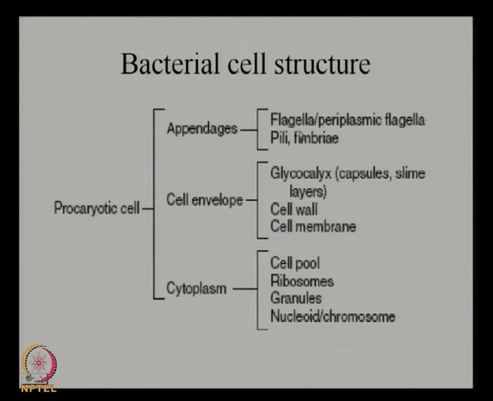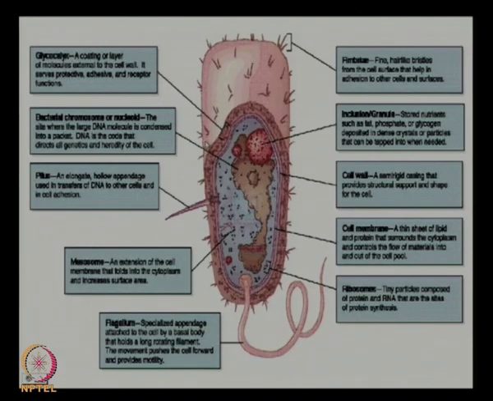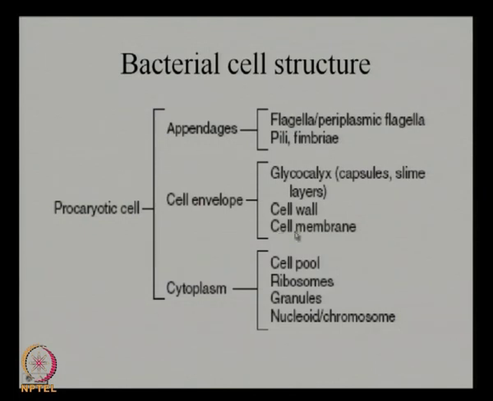Immediately followed by these appendages is the cell envelope, where we can see the glycocalyx, that is the capsule or the slime layer. This is the external protective layer present on the outer surface of this bacterial cell wall, and followed by this glycocalyx is the cell wall and then the cell membrane.